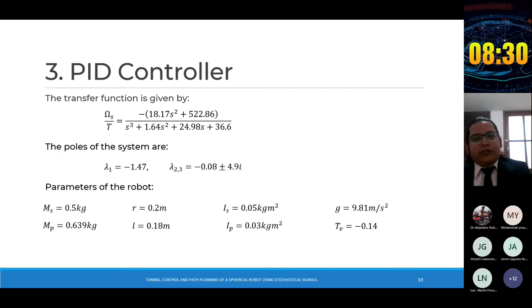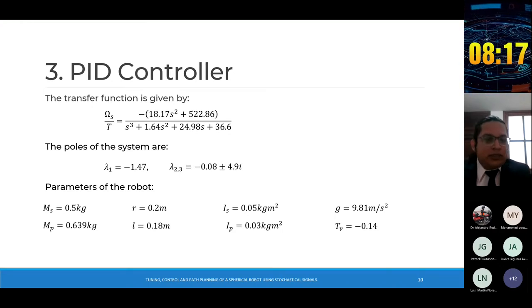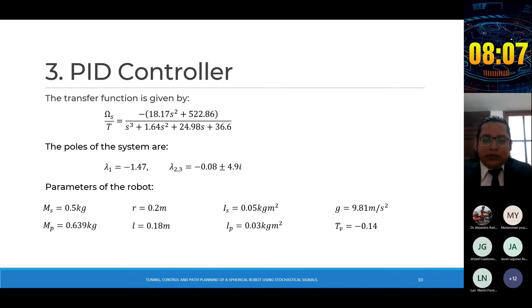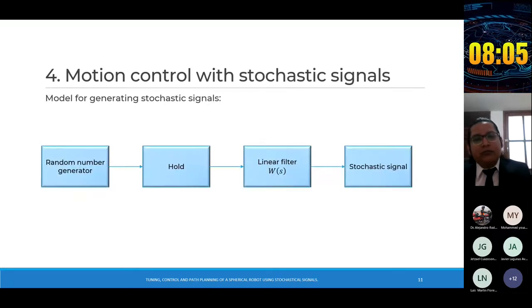So this is the transfer function that we are using. It's a third order system, and the poles are shown in these expressions, where we can see that the system is stable. And we are presenting the parameters of the robot that we are using in our model.